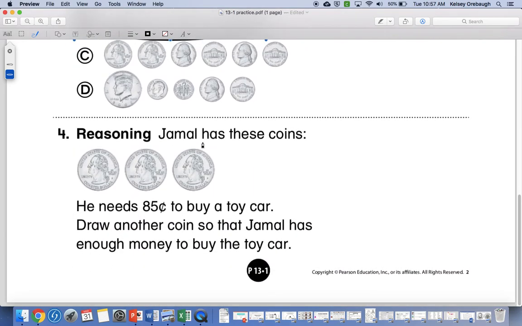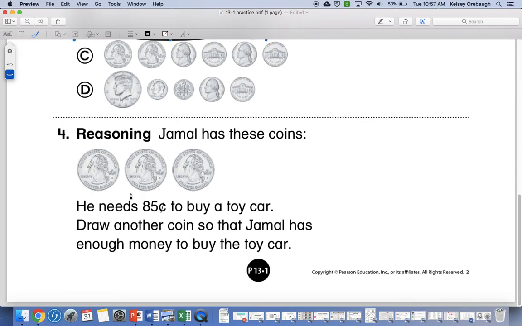All right, and last one. Reasoning. Jamal has these coins. He needs 85 cents to buy a toy car. Draw another coin so that Jamal has enough money to buy the toy car. Okay, so he needs 85 cents. Let's see how much money he has so far, and then we'll figure out which coin we can add to his collection to buy the toy car.